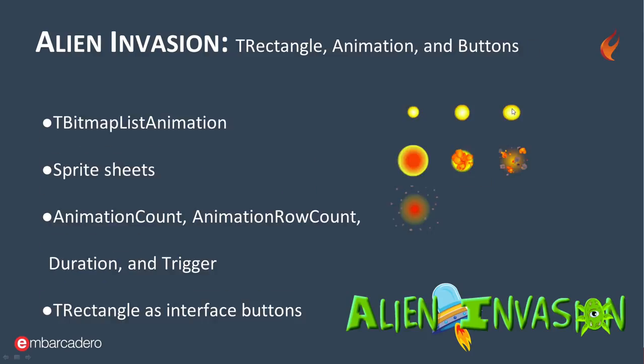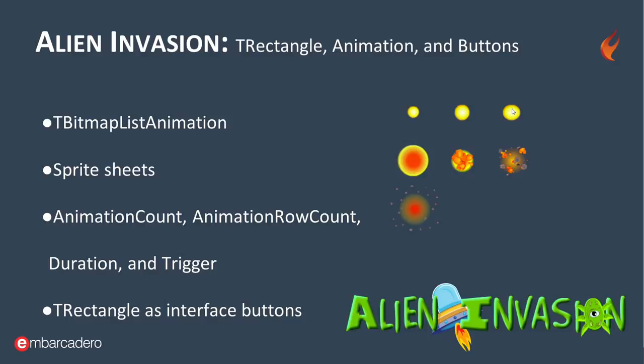In FireMonkey, animation can also be handled through the T-rectangle control. One example of this is the explosion animation. First, I created a T-rectangle, and then I dropped a T-bitmap list animation on it. The T-bitmap list animation component uses a sprite sheet bitmap for animation. A sprite sheet is all of the frames of an animation combined into a single image. The component then copies out each frame of the animation from coordinates on the sprite sheet one frame at a time to create the animation. In this case, the animation targets the fill bitmap property of the T-rectangle.